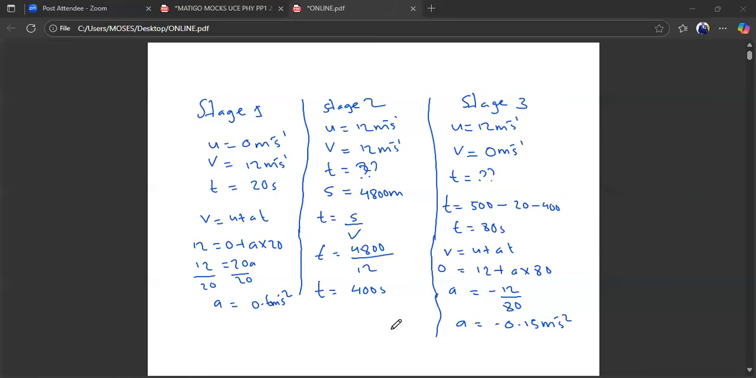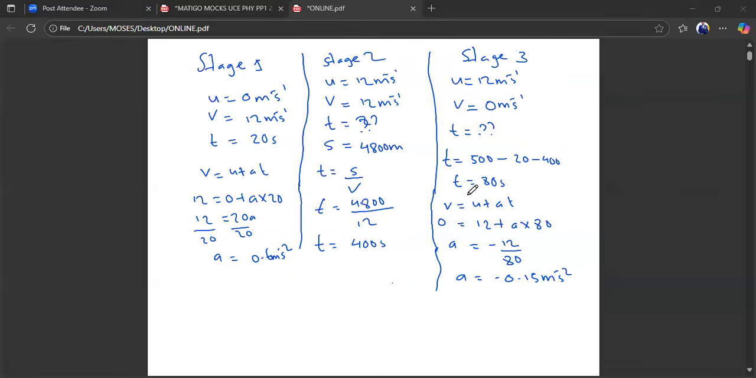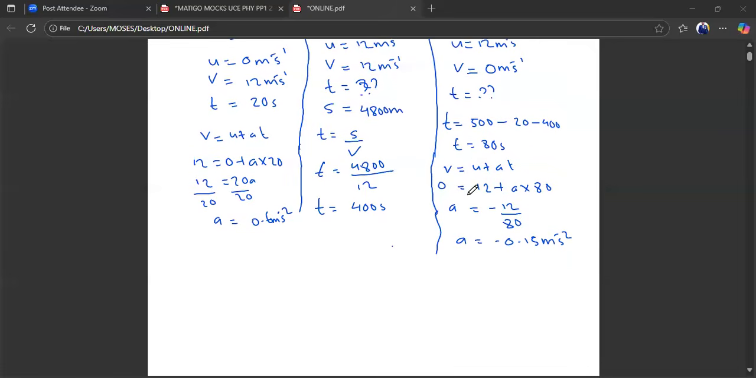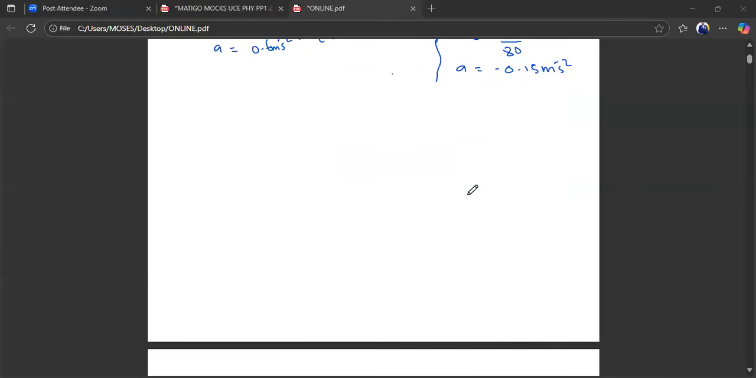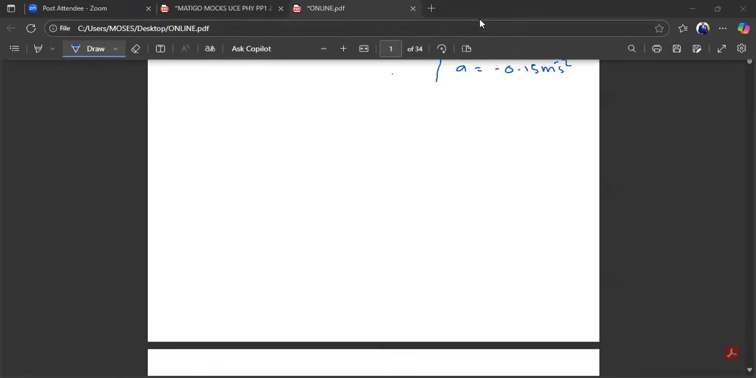Okay, now let us look at the velocity time graph here. In the first stage, we have uniform acceleration. So we shall come up with our graph. Now, in most cases, velocity time graph questions don't need you to come up with a graph paper. I'm seeing a hand.